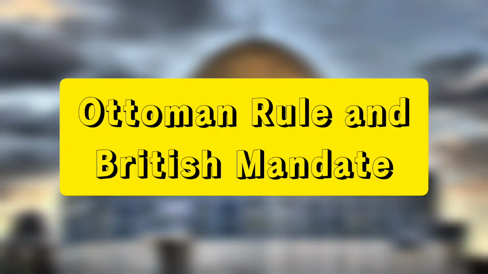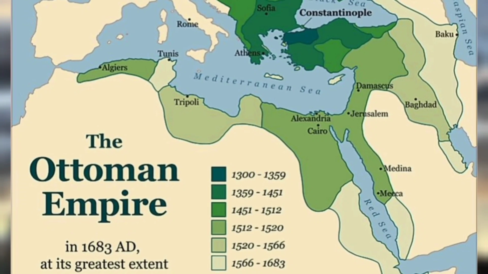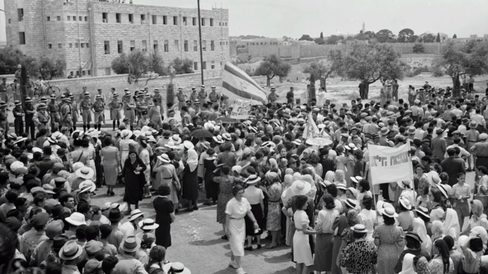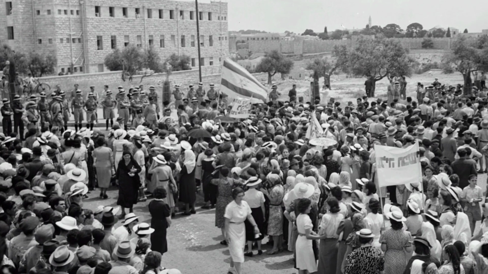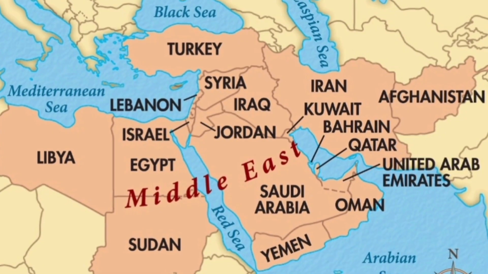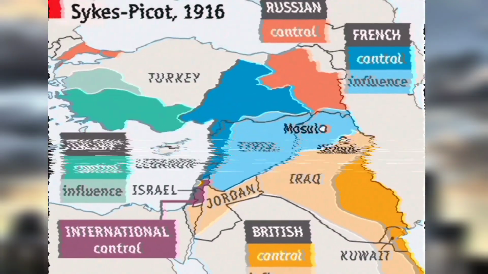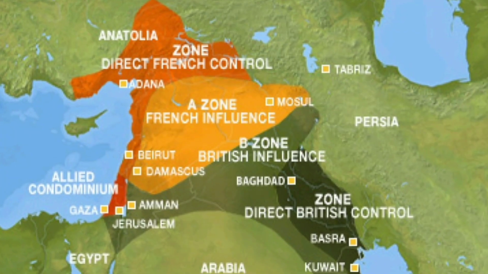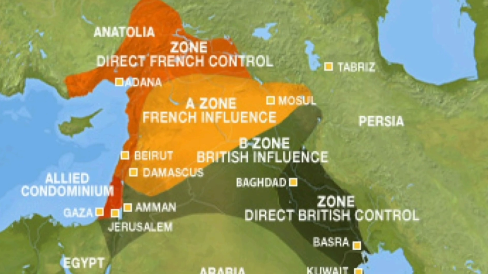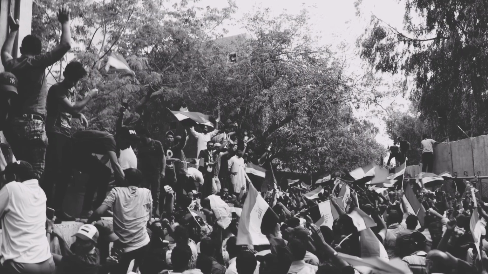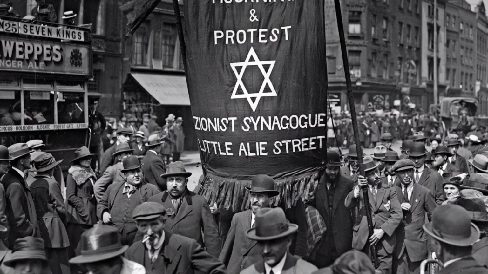Ottoman rule and British mandate. The Ottoman Empire's rule from the 16th to 20th centuries saw the emergence of nationalist movements across the globe, including in the Middle East. After World War I, the Ottoman Empire's collapse led to the Sykes-Picot agreement, which divided the region into British and French mandates. Palestine fell under British control through the League of Nations mandate. Tensions rose as Arab nationalist aspirations collided with Zionist goals.